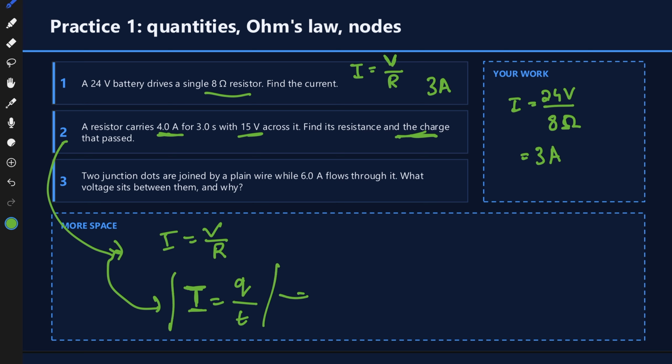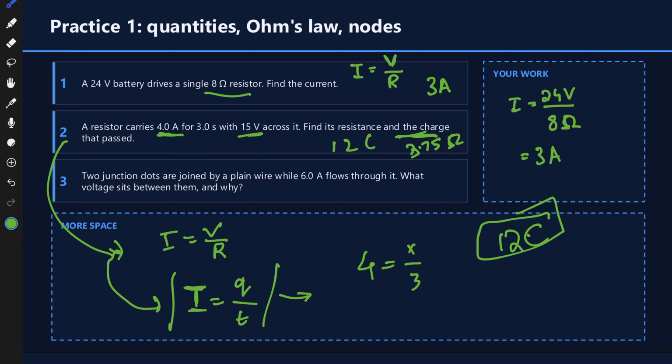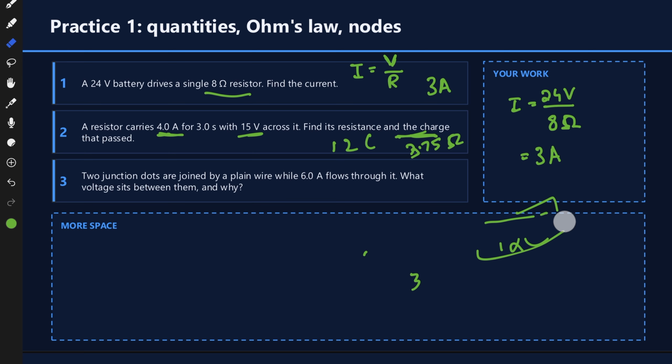Okay. And when we have 4 amps, we're given 3 seconds. We know that's 12. So 12 coulombs, right? That's the unit for charge. 12 coulombs and 3.75 ohms. So let me erase this now so we have more space for number 3.